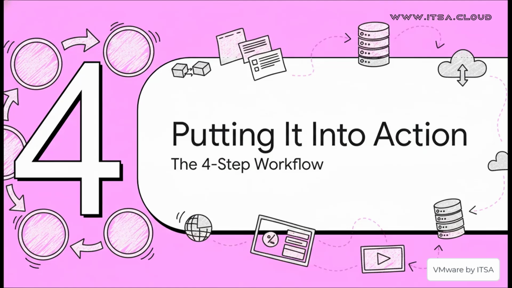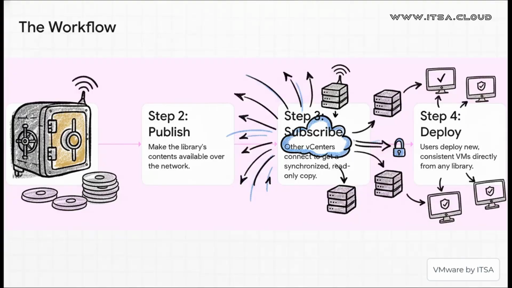Now, I know this might sound a little complex, but putting it all into action is surprisingly easy. It really just comes down to a simple 4-step workflow. Here we go. Step 1, you create your local library and you fill it with your golden images. Step 2, you publish it, which just makes it available on the network. Step 3, your other vCenter sites subscribe to it. And finally, step 4, your teams can deploy new VMs with total confidence, knowing they are using the right template every single time.